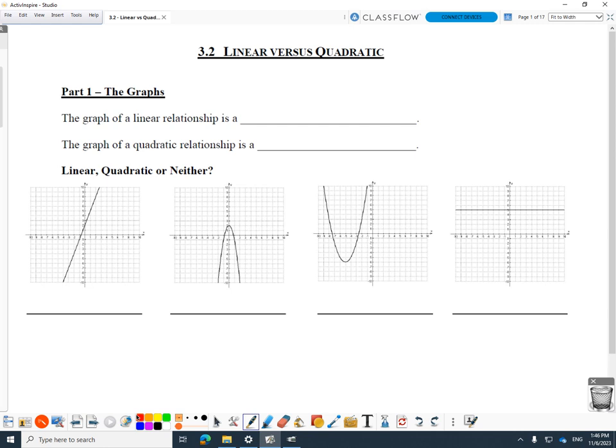Okay, the graph of a linear relationship is a, well, this is not tough. Shh. Shh. Headphones out. Not a sneaky one in one ear. Headphones out.